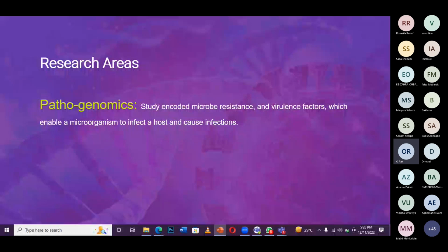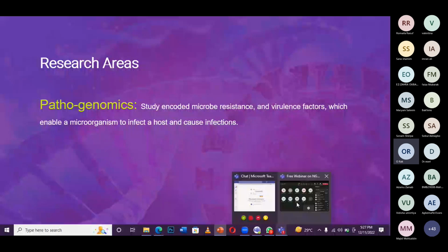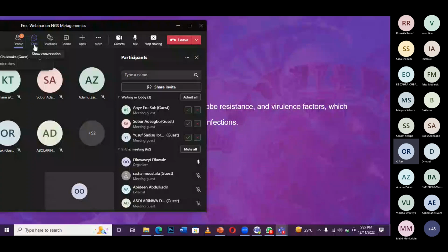This is an area of microbial genomics research, but based on the two categories of microbes, pathogenic and non-pathogenic. So what area do you think this particular research area is focused on? Is it focused on pathogenic or non-pathogenic? I need an answer quickly in the chat room.